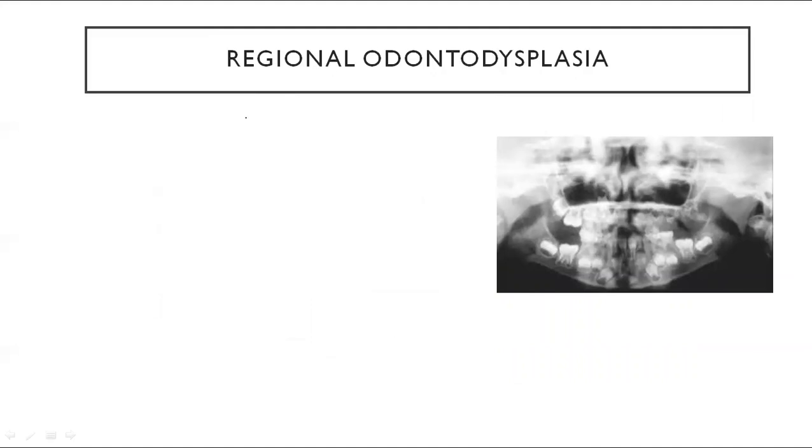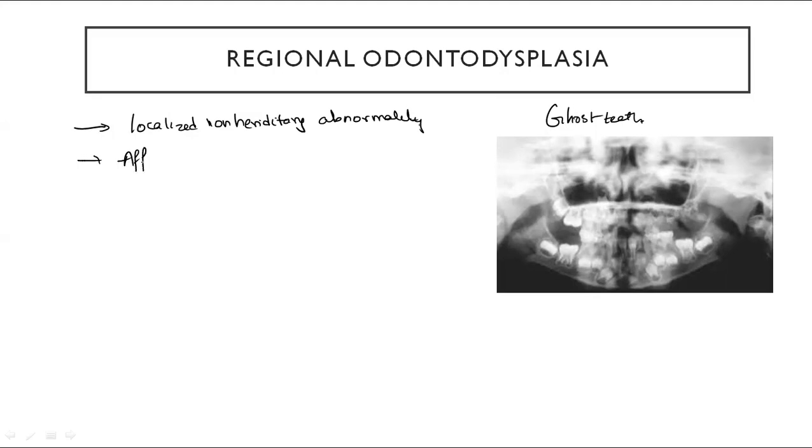Now coming to regional odontodysplasia. These are also called ghost teeth. It is nothing but a localized non-hereditary abnormality that has an adverse effect on all structures. So it affects all structures, and it affects primary as well as permanent teeth.